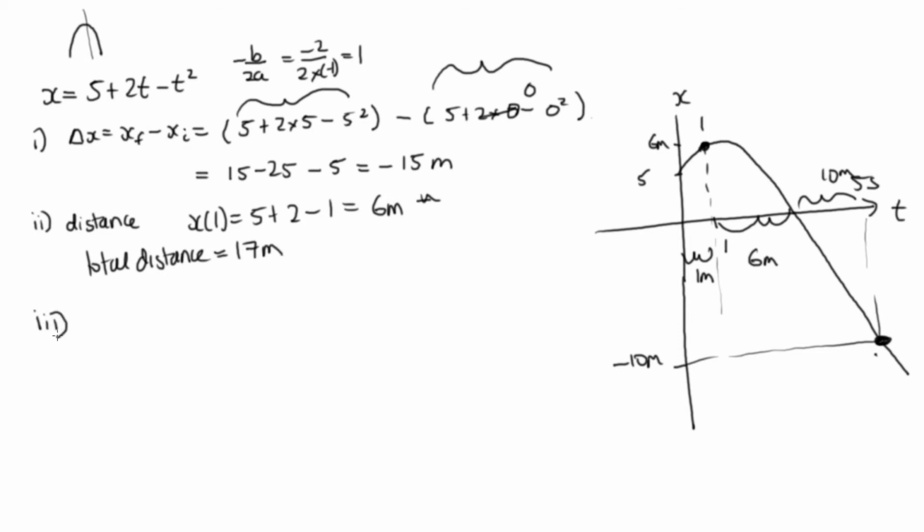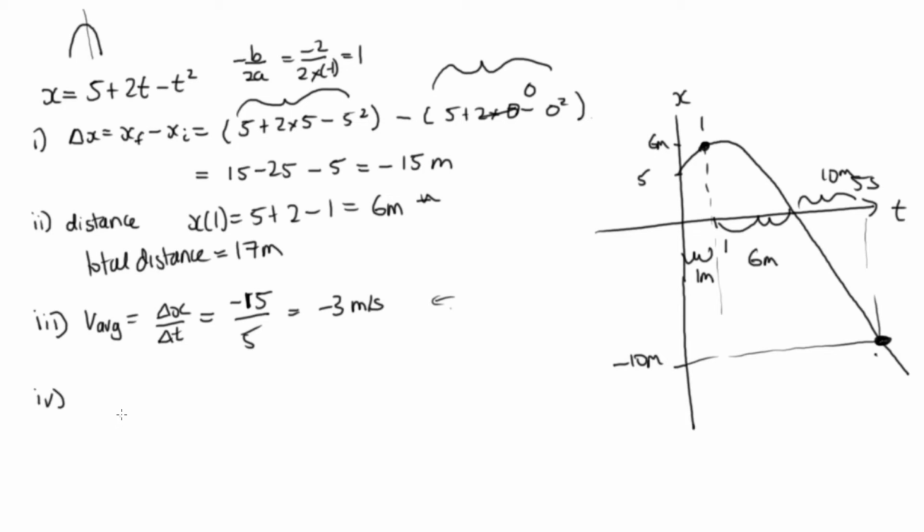Okay, part 3 of this question then asks, what is the average velocity of the particle in the first 5 seconds? So average velocity is equal to delta x over delta t, and we calculated delta x in this first part. So that's minus 15 over delta t, it was 5 seconds. So this is minus 3 meters per second. And this is along the x-axis, so in the negative x direction, back that way.